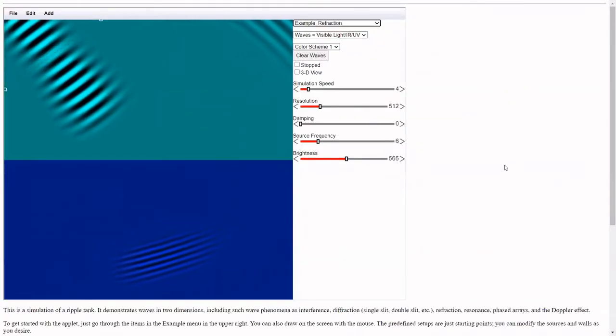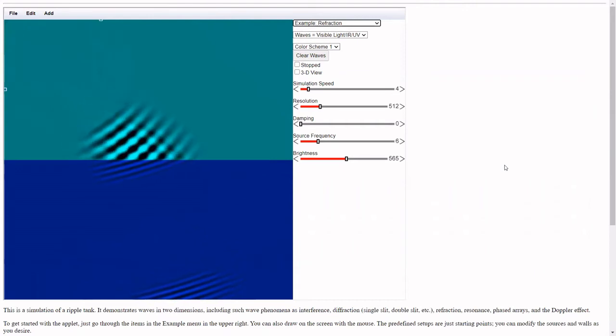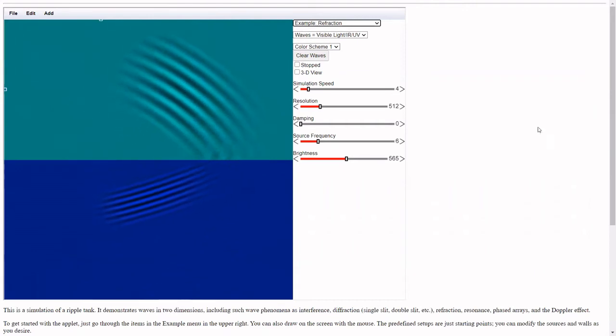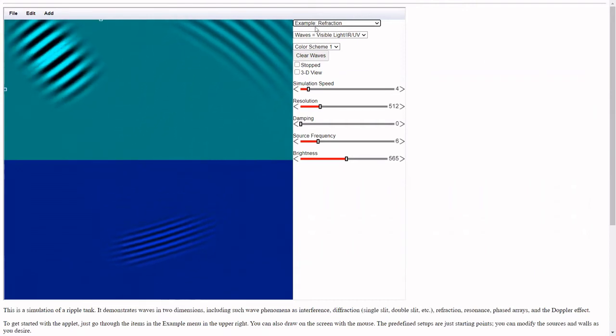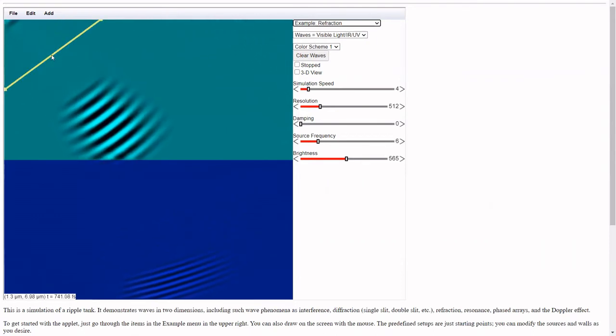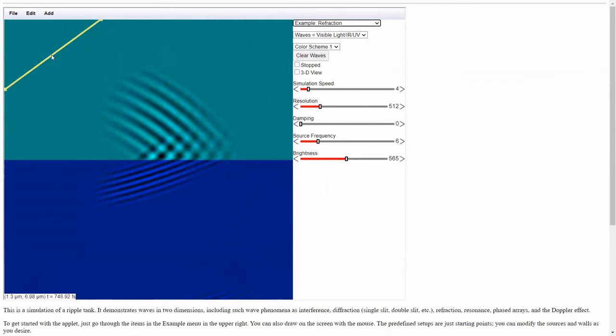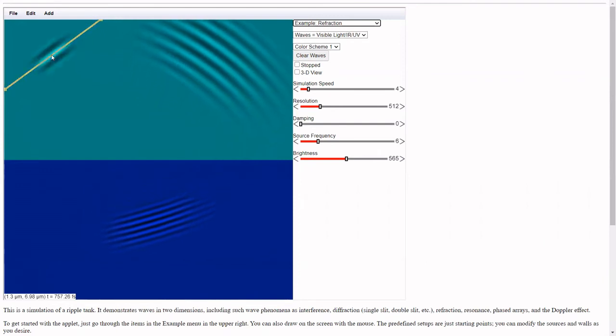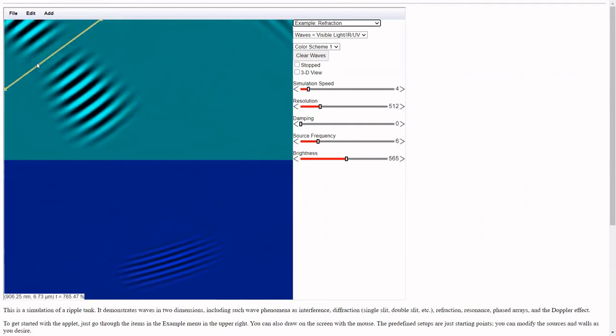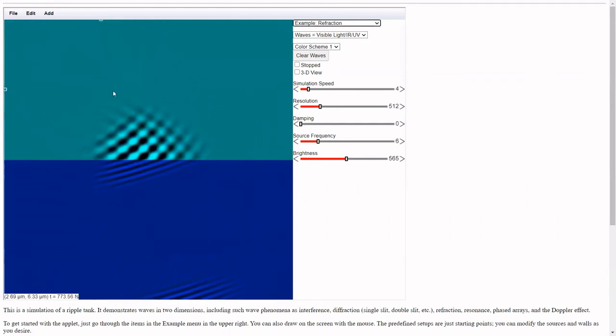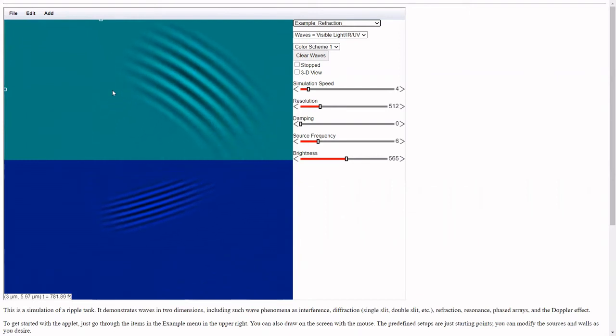Here we are back at the Falstad ripple tank. It's just good for so many things, and I've got the preset labeled refraction. You can see that there's a source of waves. It's actually a line source instead of a single point source of waves. There's a whole sequence of point sources. And the behavior I just mentioned is being demonstrated here.